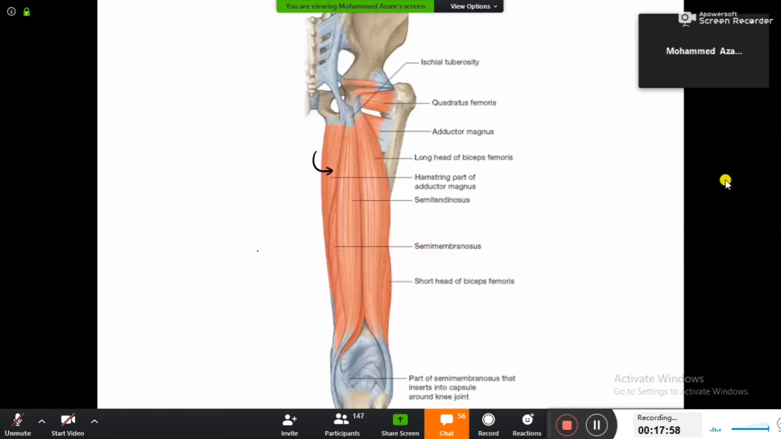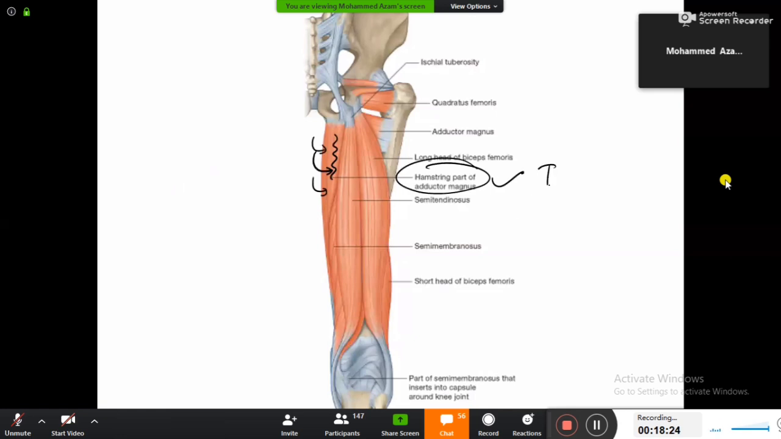And that is the reason why doctors have divided it into two parts. The part of the muscle which is extending behind is called the hamstring part. Hamstring part of adductor magnus. Understanding? The part which takes a turn and comes back is known as the hamstring part. So only that hamstring part will be supplied by which nerve?